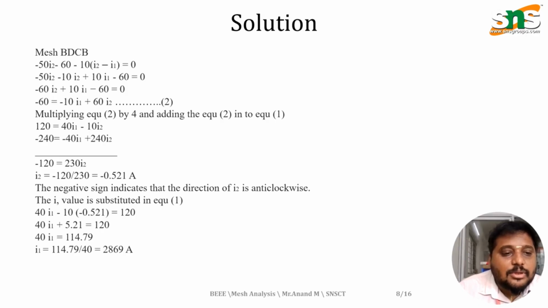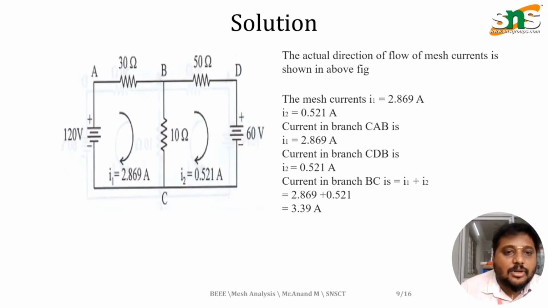This value is substituted in equation 1, that is 40i1 minus 10 times the I2 value, minus 0.521, equal to 120. Then you get the value of I1. So finally, with the help of KVL and Ohm's law, you get the values of I1 and I2. The actual direction of the flow of mesh current is shown in this figure. The mesh currents are I1 equal to 2.869 amps, I2 equal to 0.521 amps.